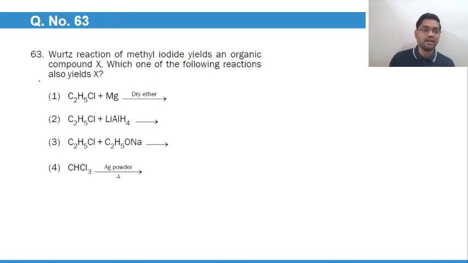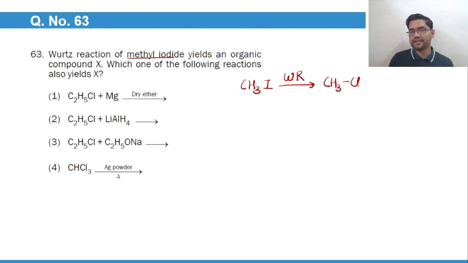63. Wurtz reaction of methyl iodide yields the organic compound X. So methyl iodide undergoes Wurtz reaction to give you CH3CH3, that is ethane, X. So which of the following reactions also yields X? Ethyl chloride, magnesium, dry ether, you will get ethyl magnesium chloride, that is Grignard's reagent. So this is not the answer.